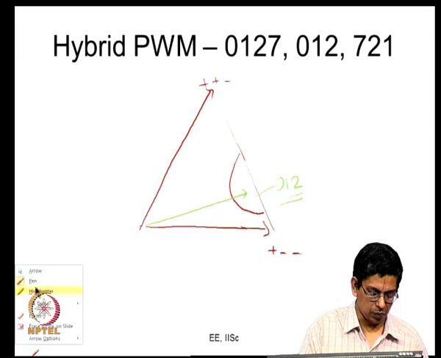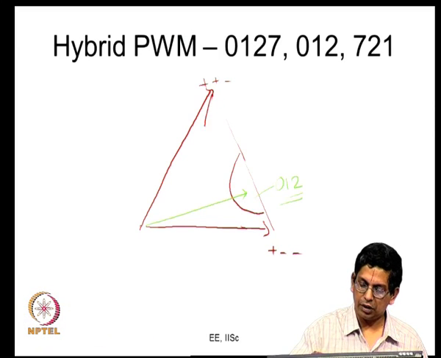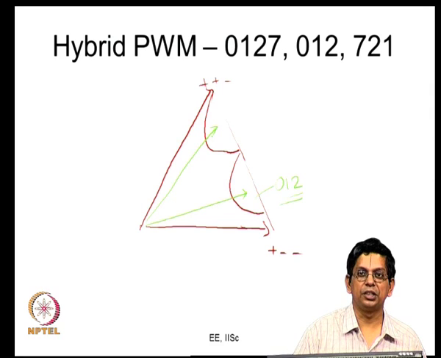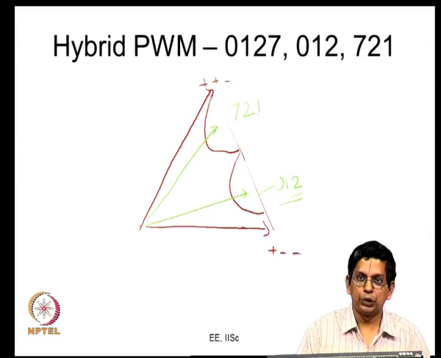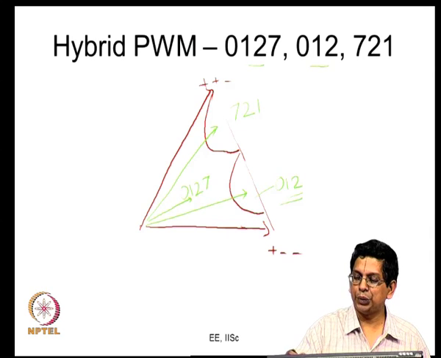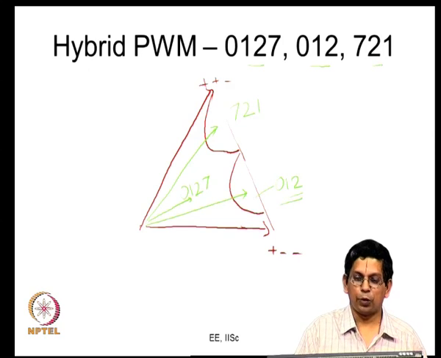Similarly, you may have another region like this. If your reference vector tip falls within this region, then 7 2 1 could be better, meaning it could give you lower flux q axis ripple than 0 1 2 7, and in this region 0 1 2 7 can be better. So, depending on where your reference vector falls, you can choose 0 1 2 7, or 0 1 2, or 7 2 1. The same thing you can do in all the other sectors. So, this can actually reduce the torque ripple for you.